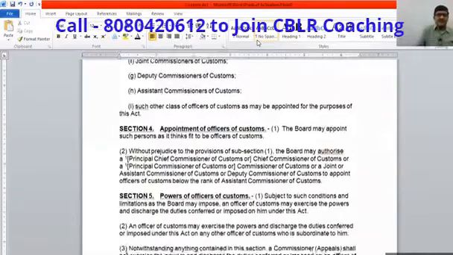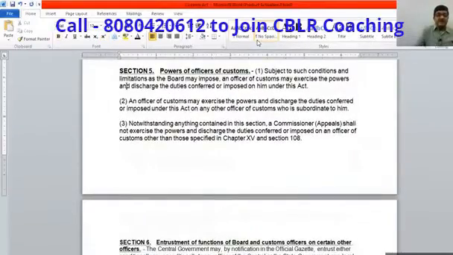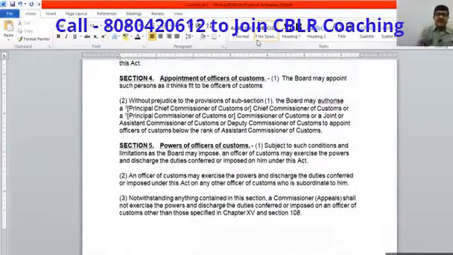What is the title? How many designations? How many classes are there? Start again. We have principal chief commissioner, principal commissioner, commissioner appeal, joint commissioner, deputy commissioner, additional commissioner, assistant commissioner, and other junior officers.